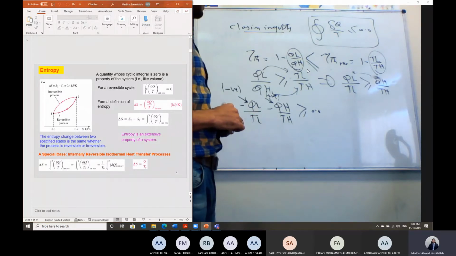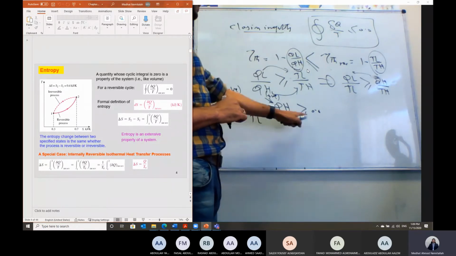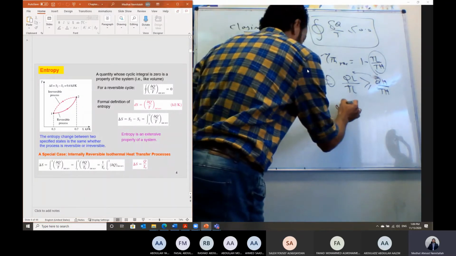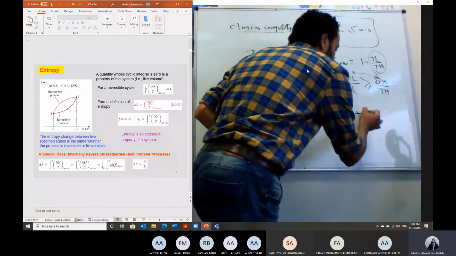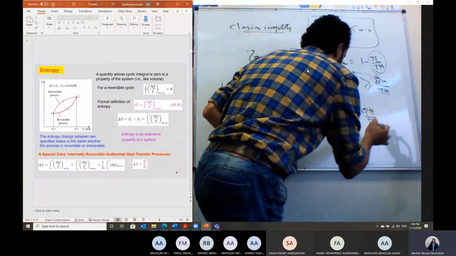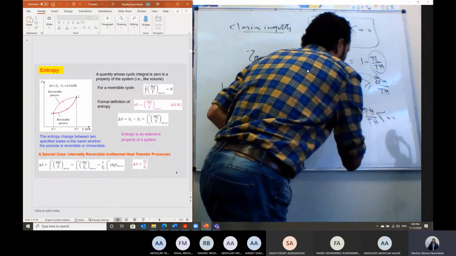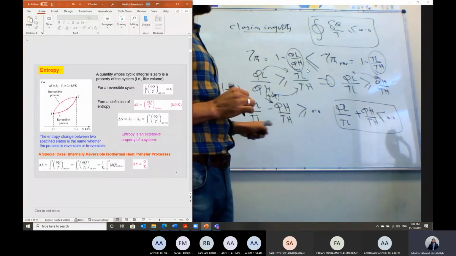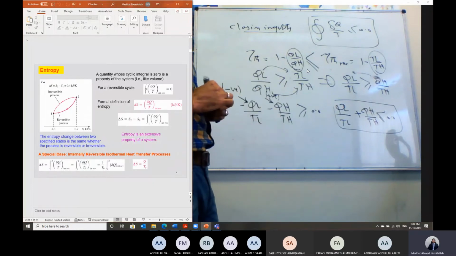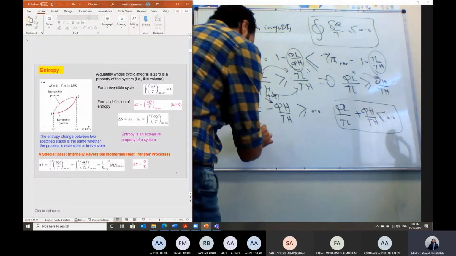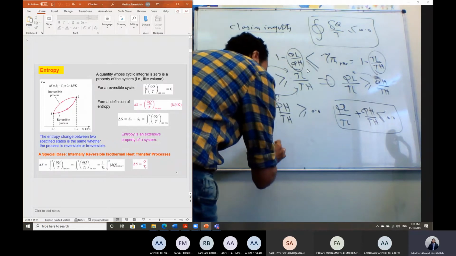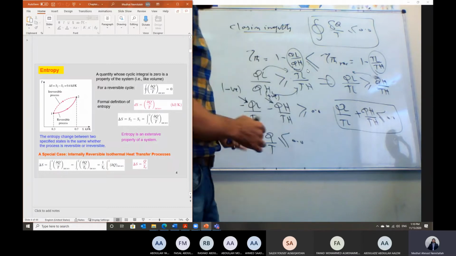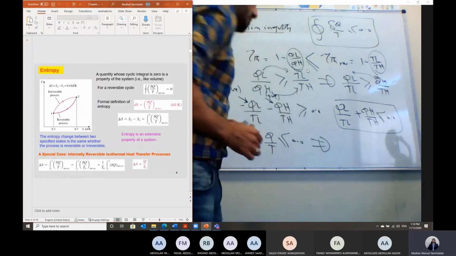But if I multiply the whole equation by a negative sign, this sign will be converted. So in this case, we can just say Q low over T low plus Q high over T high should be less than or equal to 0. So instead of greater than, it will be less than when I multiply the whole equation by a negative sign. Or we can say the summation of Q divided by T over the cycle should be less than or equal to 0.